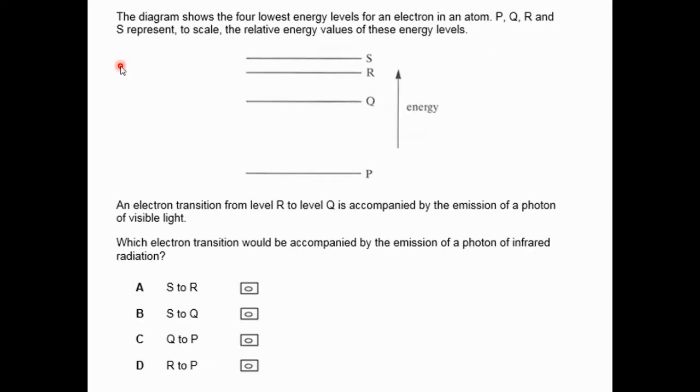Okay, question 3. The diagram shows the 4 lowest energy levels for an electron in the atom. P, Q, R, and S represent to scale the relative energy values of these energy levels. An electron transition from level R to level Q is accompanied by the emission of a photon of visible light. Which electron transition will be accompanied by the emission of a photon of infrared radiation? Relatively easy question. Give yourself 30 seconds for this question.